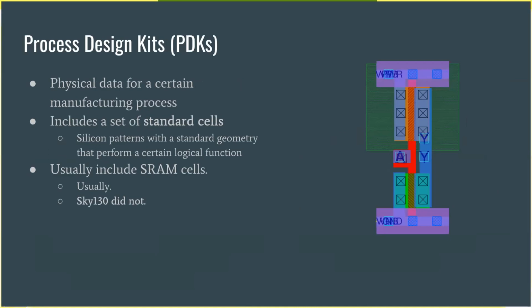Now, PDKs, which is the physical data for a certain manufacturing process, usually includes a set of standard cells. Now, the problem is these standard cells usually include SRAM cells, but the very first open source PDK, Sky 130, did not include SRAM cells. It only included typical storage units. And so we needed some form of memory for the initial iterations of Caravel and the initial designs for Sky 130.